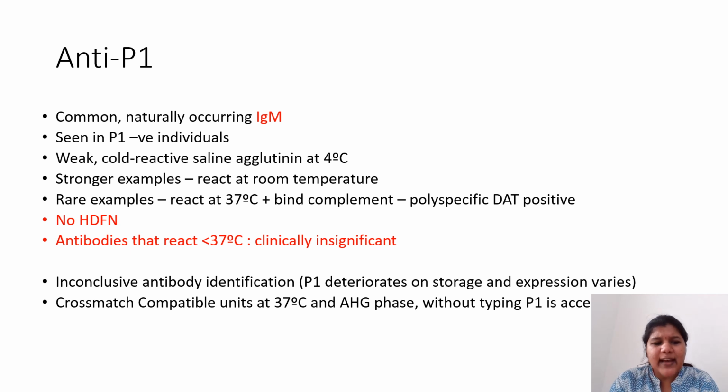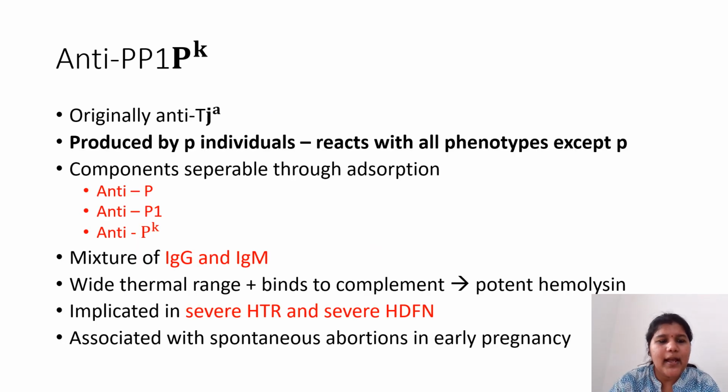Anti-P1 is generally seen where there is an inconclusive antibody identification. But if we cross-match and give compatible units at 37° and AHG phase, it will not be an issue. Coming to anti-PP1PK, it was originally called anti-Tja. It is produced by small p individuals and it reacts with all phenotypes except small p. It can be split into three components: anti-P, anti-P1 and anti-PK. It is a mixture of IgG and IgM, has a wide thermal range, binds to complement and causes severe HTR and HDFN.